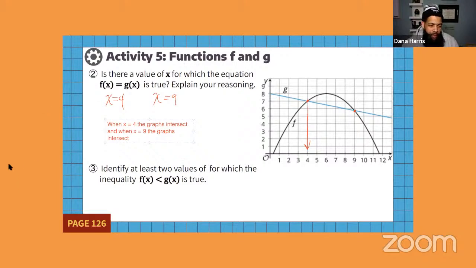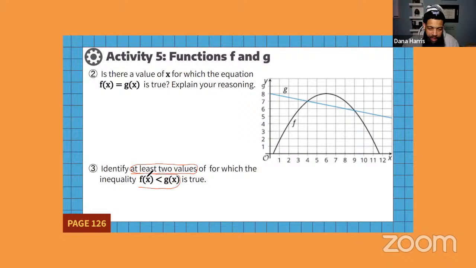Let's clear this out. And last but not least, question 3. It says identify at least 2 values for which the inequality f of x is less than g of x. All right, so we're looking for f, the black curve, which is called a parabola, is lower. So at least two values, we can do more than two, for when f of x is less than g of x.